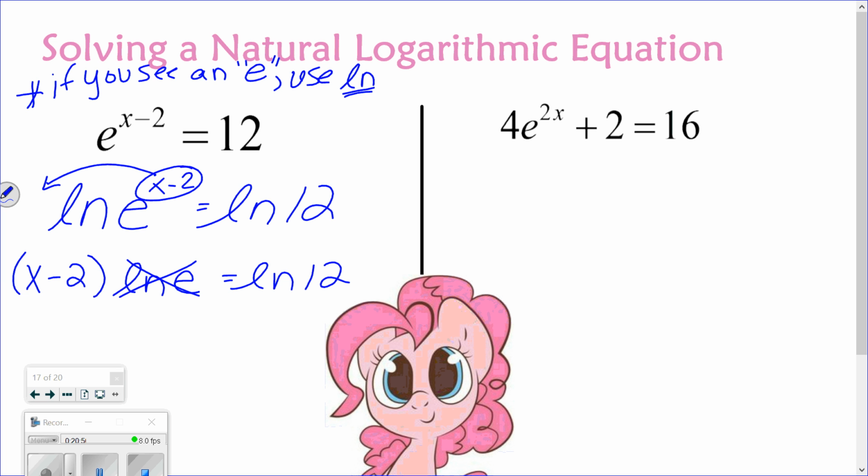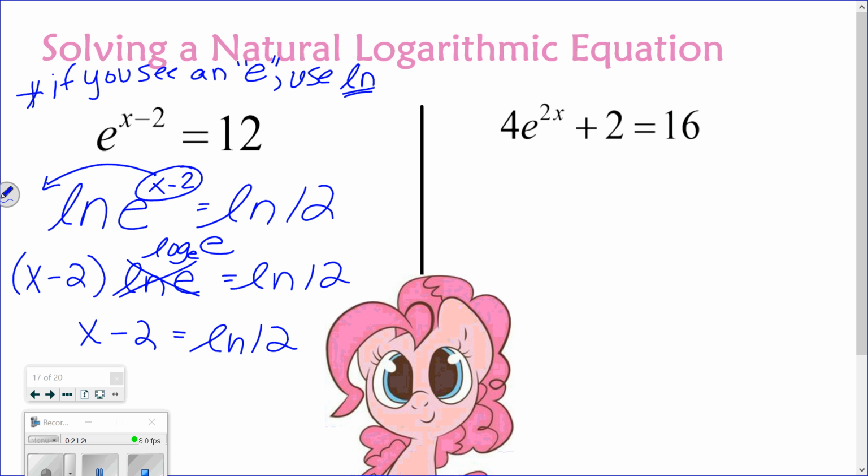that's just 1. And if you're unsure why, think about natural log is the same thing as log base e. So in essence, it's asking you e to what power equals e? E to the first. So that's why this whole piece just becomes a 1. And multiplying by 1 doesn't change anything, so I don't really need it. Okay, so natural log of e, cross it off. It's gone. So really, I have x minus 2 equals natural log of 12.